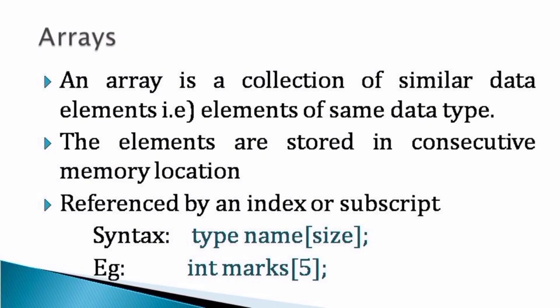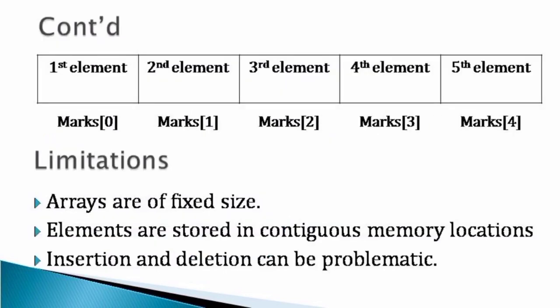Here is the syntax and example for declaring an array in C. We give the data type followed by the array name along with its size. The size of an array should be given within the square brackets. This is how the elements are stored in memory. Arrays have some limitations also, as the array size is fixed and elements occupy continuous locations in memory. Insertion and deletion may be a little complicated here.